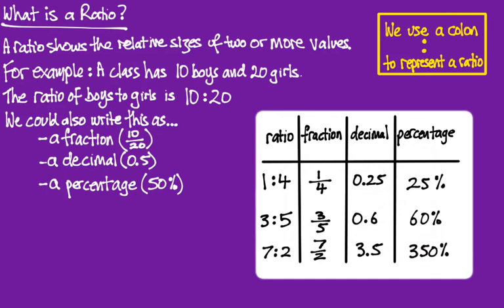What about a ratio of something like this, 7 to 2? Well, we follow the same process. We could write it as a fraction, 7 over 2, which would work out to be 3.5 as a decimal, or 350%. So that's our introduction to ratios, what they are, how we write them, and the different ways that they can be written.